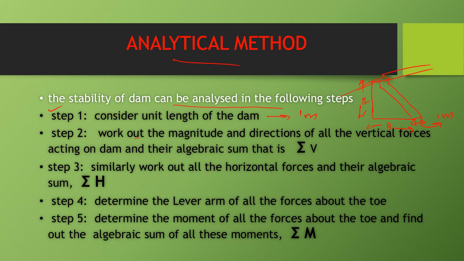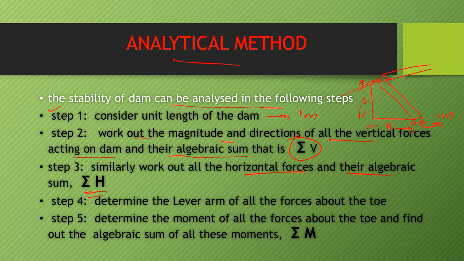Then step 2 is to work out the magnitude and directions of all the vertical forces acting on the dam and their algebraic sum, that is sigma V. We need to calculate all the vertical forces acting on the dam and calculate its sum. And step 3 is to calculate all the horizontal forces and their algebraic sum, that is sigma H.